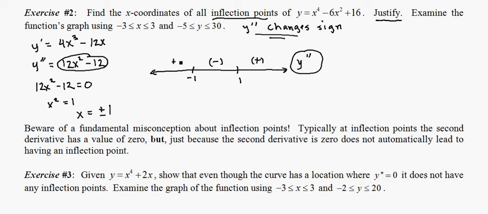If I test x equals -2, I'll also get a positive, telling me that the graph of y is concave up, concave down, concave up. So we should give some kind of concluding statement like: inflection points at x equals plus and minus 1 because y double prime changes sign.